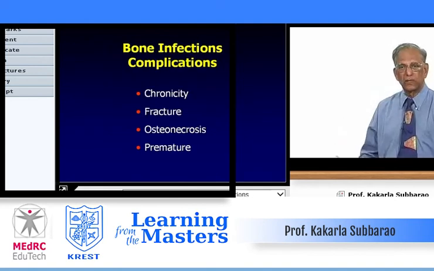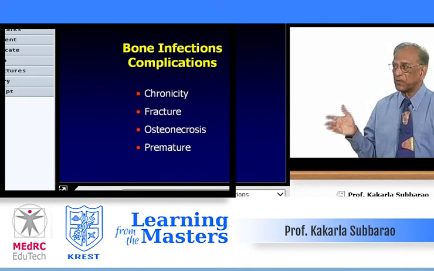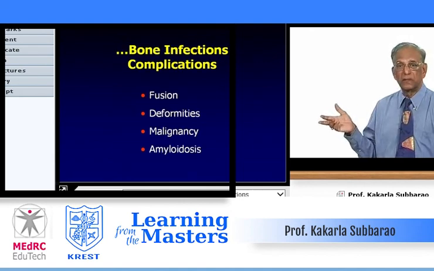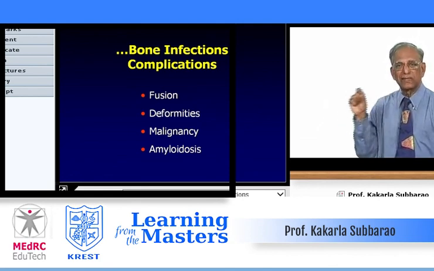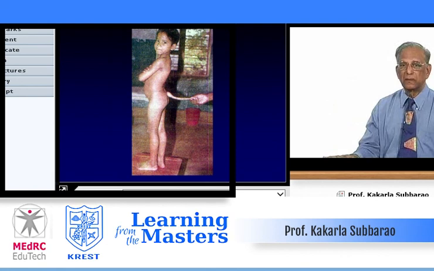Bone infections, what are the common complications? Chronicity, acute, subacute, and chronicity. Fracture may occur, pathological. Osteonecrosis may occur, particularly if the epiphysis is involved. Premature fusion of the epiphysis. Deformities, malignancy, and amyloidosis. Malignancy, particularly not only in the bone lesion, but also in the sinus tract. Squamous cell carcinoma has been reported. Osteogenic sarcoma has been reported.